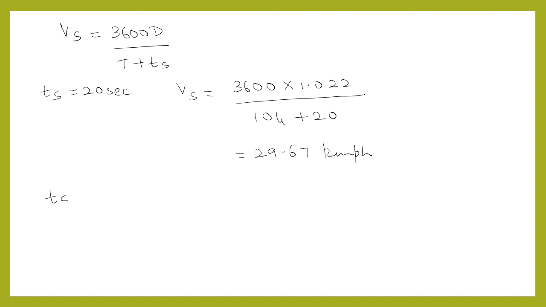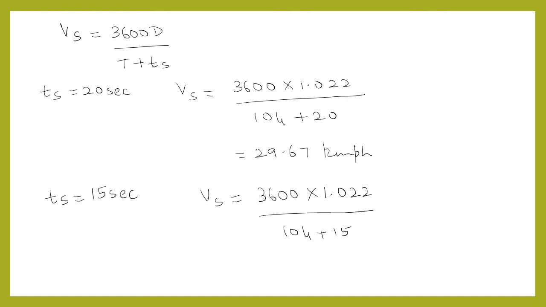The schedule speed for a station stop of 15 seconds is Vs equal to 3600 into 1.022 by (104 plus 15). So we get the schedule speed as 30.917 kilometer per hour. So reducing the station stop has increased the schedule speed.